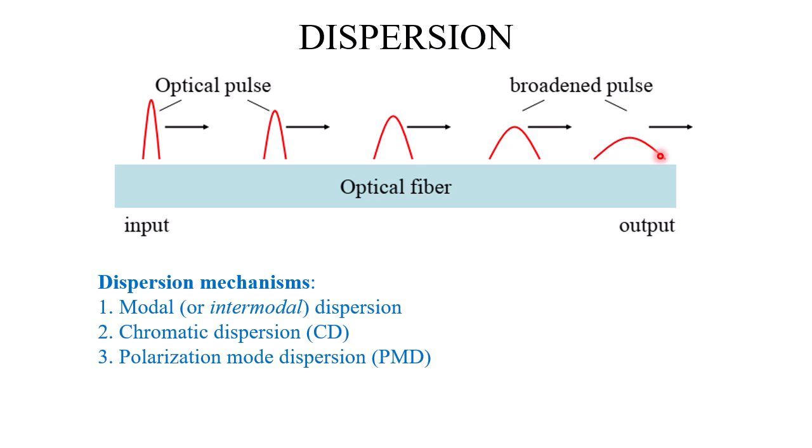So this is the phenomenon that we have to understand in connection with light wave propagation through optical fiber. There are various mechanisms present for dispersion. One is the modal, or sometimes called the intermodal dispersion. Another is the chromatic dispersion. Another is the polarization mode dispersion.